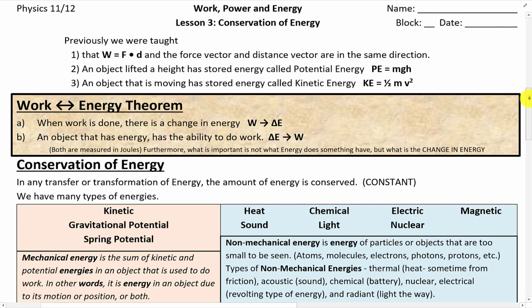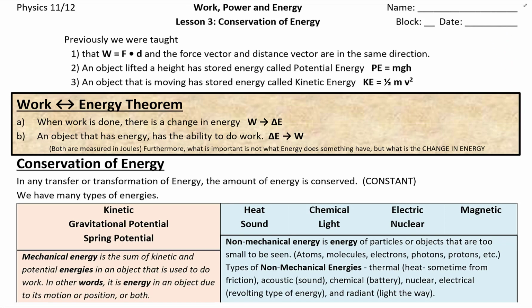And our work-energy theorem right now is that when work is done, there's a change in energy. We've already been experiencing and seeing that. And an object that has energy has the ability to do work, that the change in energy can go back to work, right? So work is energy and energy is work, and they're both measured in joules. Okay, and what's important is the change of energy. If I ask you how much potential energy it has, you have to go with respect to what? Where it is, zero potential energy.